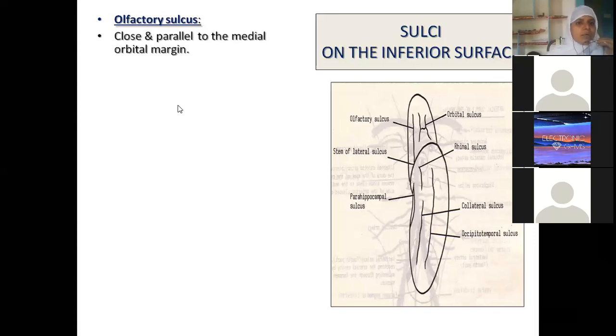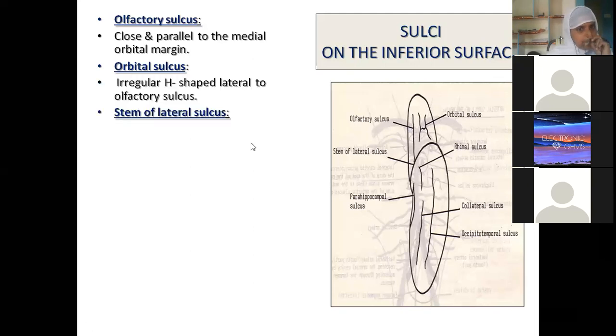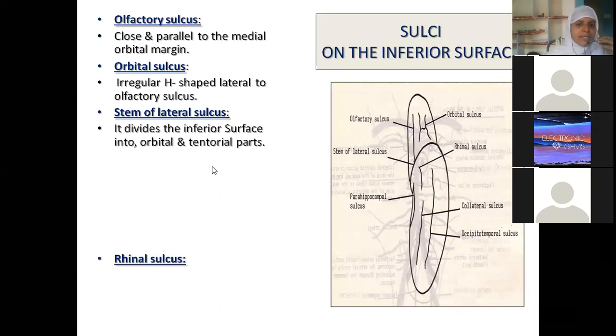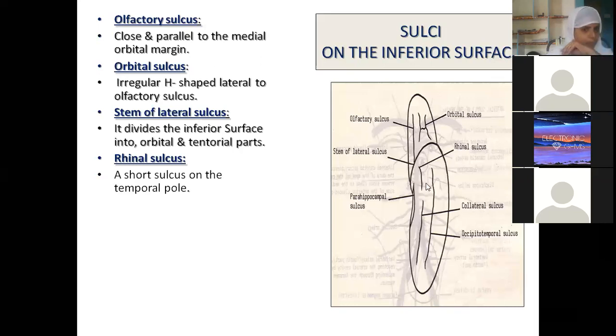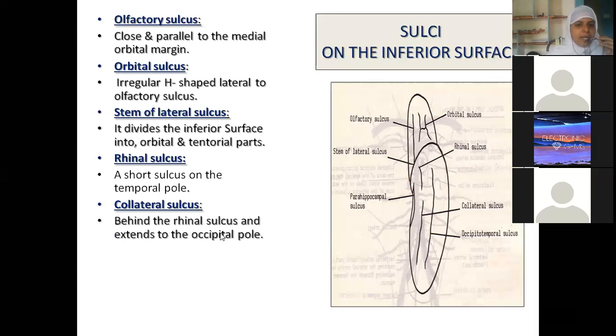The olfactory sulcus is close and parallel to the medial orbital margin. The orbital sulcus is H-shaped, isn't it? Then the stem of the lateral sulcus is this, which divides the inferior surface into orbital and tentorial parts. This is the rhinal sulcus, a short sulcus on the temporal pole. Then we also have the collateral sulcus behind the rhinal sulcus, extending up to the occipital pole.